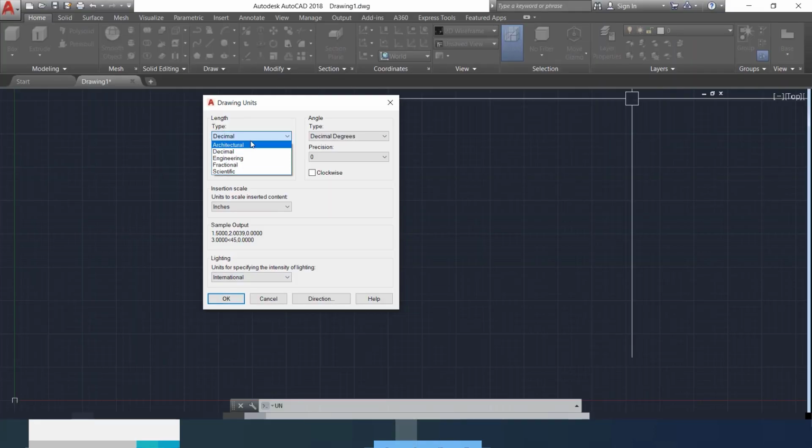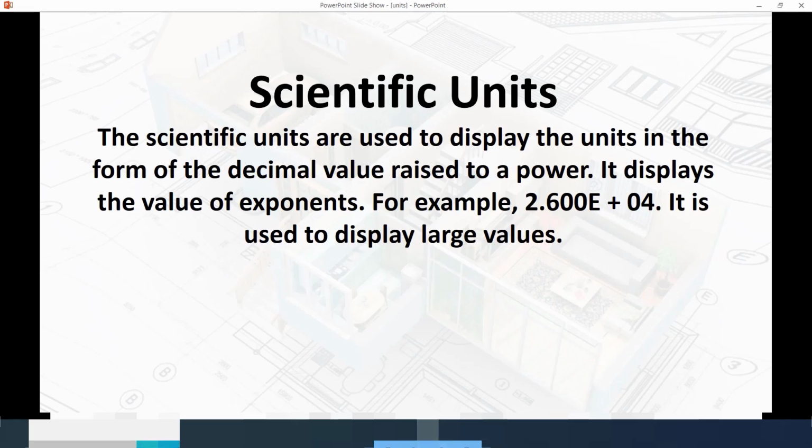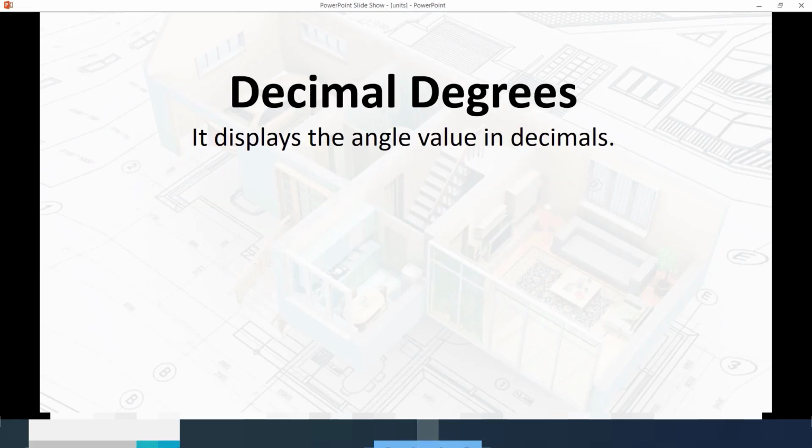So these units are used to display large values. You can see here architectural, decimal, engineering, fractional and scientific. The next thing we will discuss is the angle type. So we have 5 types of angle. The first one is decimal degrees. It displays the angle value in decimal. For example, 45, 90. These are called decimal degrees. Normally we use these decimal degrees a lot, so we will select this one.